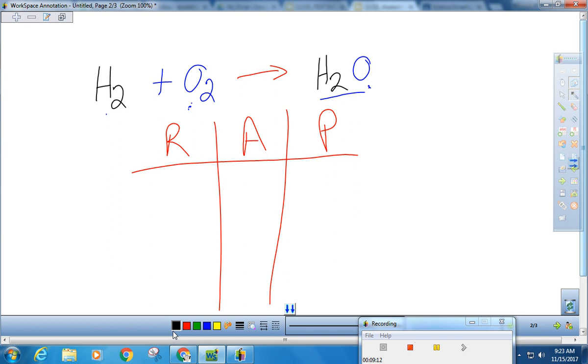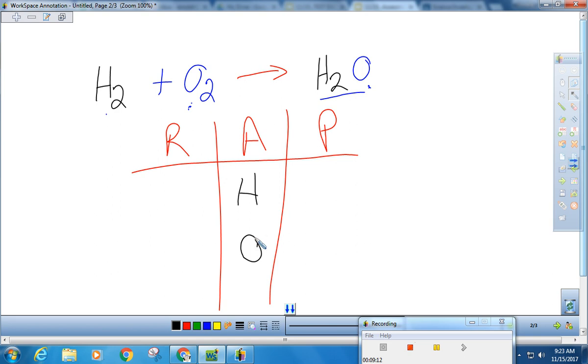So if we take a look here, R is the reactants. It's the stuff that's on the left-hand side of the equation. P is the products, which are on the right-hand side. And then A is the atoms. What are we actually using? What elements are involved? So if we take a look up here, what elements do I have involved? I have H, and I also have O, hydrogen and oxygen. So the first step in the RAP process is to just set up your table with your reactant side, your product side, and the atoms in the middle.